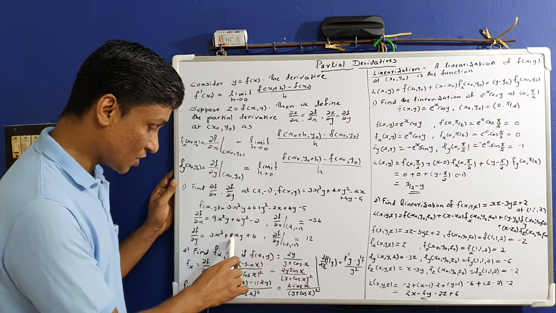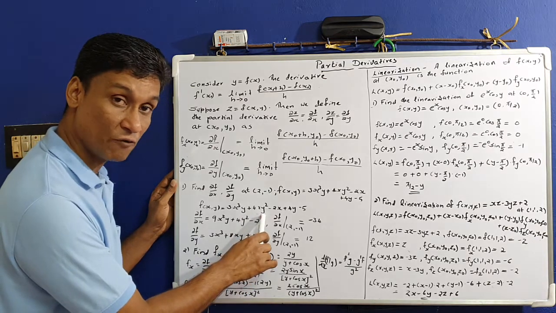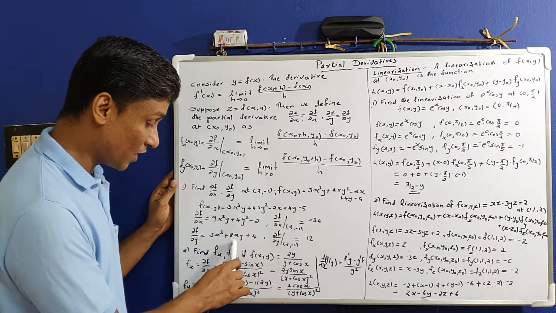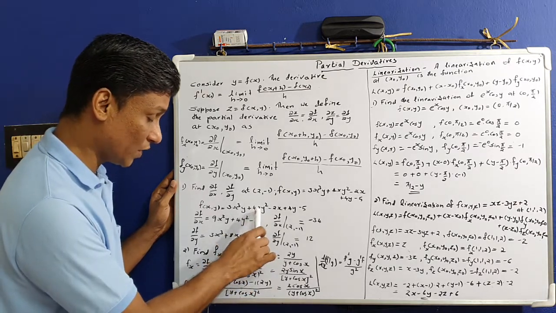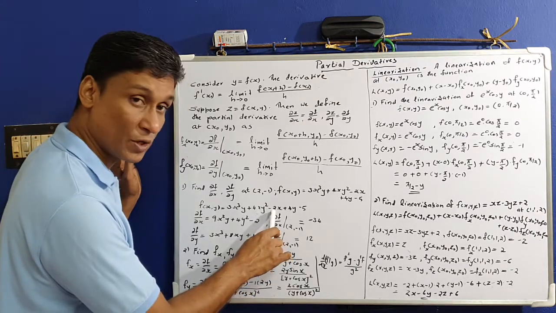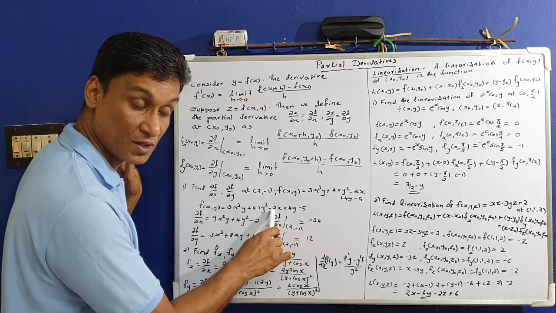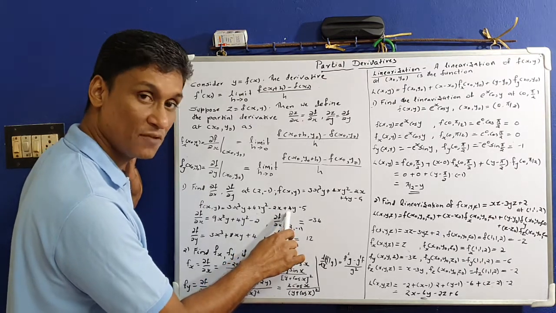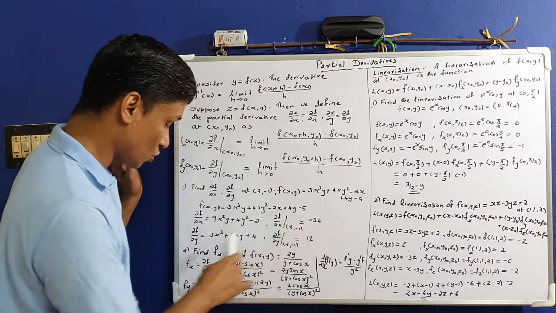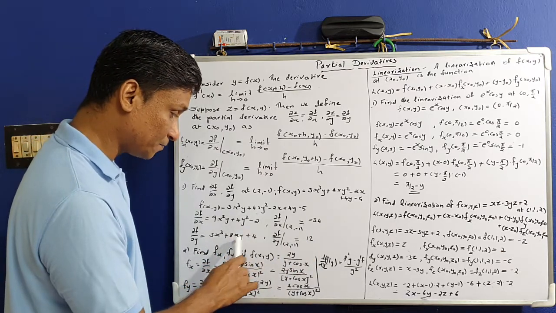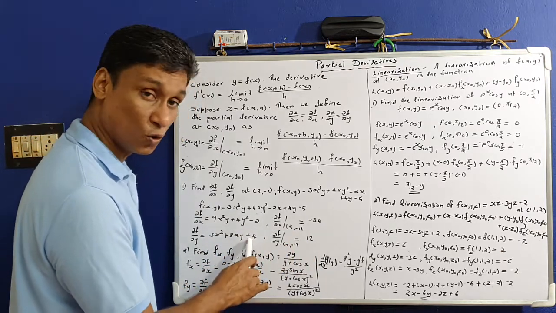Here it is 8xy. The differential of y² is 2y and 4x, so 4x into 2y, that is 8xy. Here the differential is 0 because x is a constant, since we are differentiating with respect to y. Here the differential is simply 4 and here the differential is 0. So ∂f/∂y equals 3x³ + 8xy + 4.